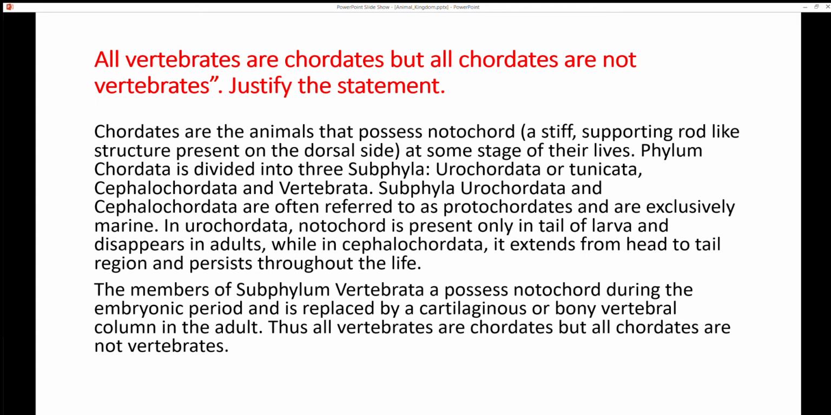In Urochordata, the notochord is present only in the tail of the larva and disappears in adults, while in Cephalochordata it extends from the head to the tail region and persists throughout life. The members of subphylum Vertebrata possess a notochord during the embryonic period, and it is replaced by a cartilaginous or bony vertebral column in the adult. Thus all vertebrates are chordates, but all chordates are not vertebrates.